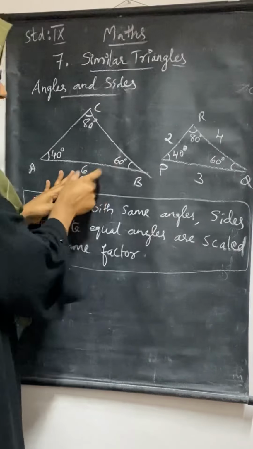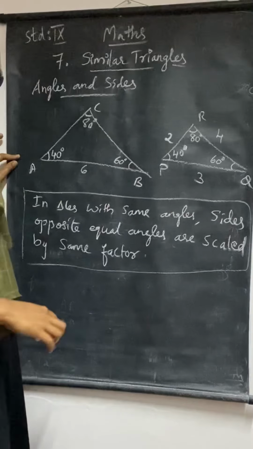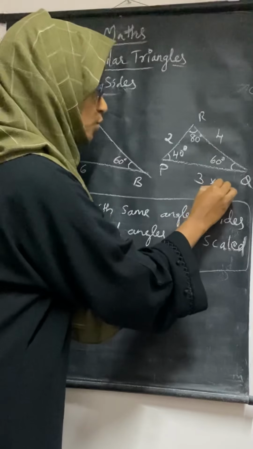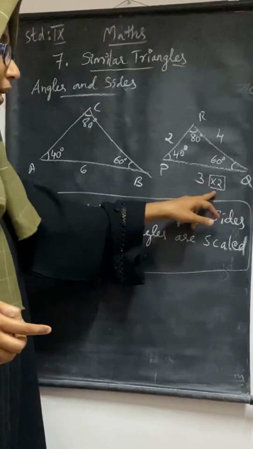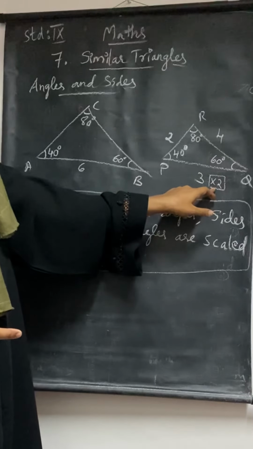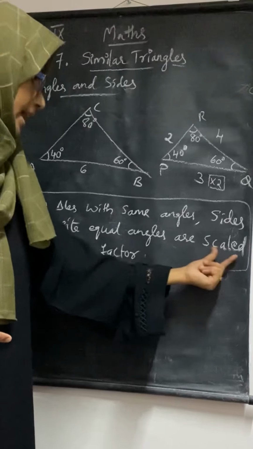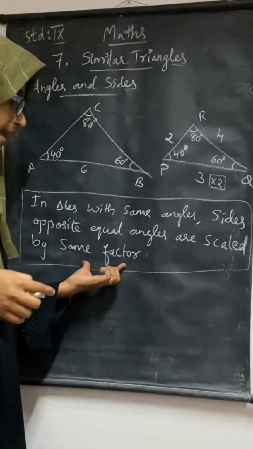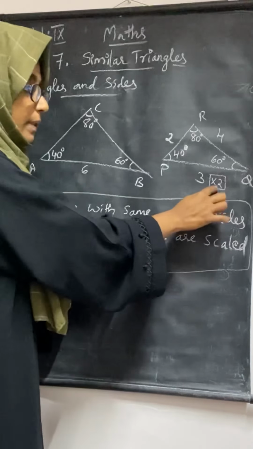So 3 and 6 will have some connection. That is 3, how much to get 6? We have to see. You know that 3 twos are 6. So you understood that you multiplied something here. That is, into 2 you made. That time you got 6. That is actually scaled by the same factor. Same factor means here 2 is the factor here, means you multiply by 2.